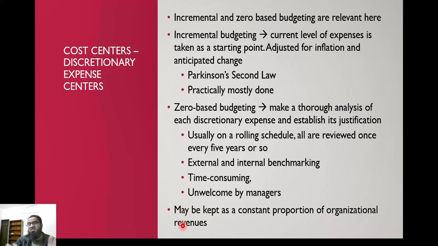So here most of the expenses are not variable; they are fixed but discretionary, right? So they can be set on an incremental basis. Okay, last month we had this budget, last year we had this budget, right? So the current level of expenses is taken as a starting point. The period that has just expired had this much amount of expense. We now adjust for inflation, for more revenues or more legal requirements. So there is a very important, very interesting Parkinson's second law.